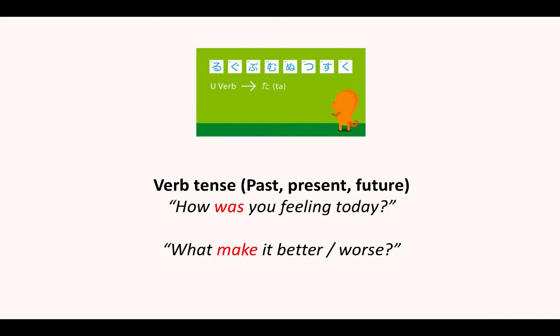Or the mixing up of verb tense: the past, present, and future. So instead of saying, "how are you feeling today," they may say, "how was you feeling today?" Or maybe they were talking about "how was you feeling yesterday?" So they could be making multiple errors in a single sentence. What makes it better or worse?